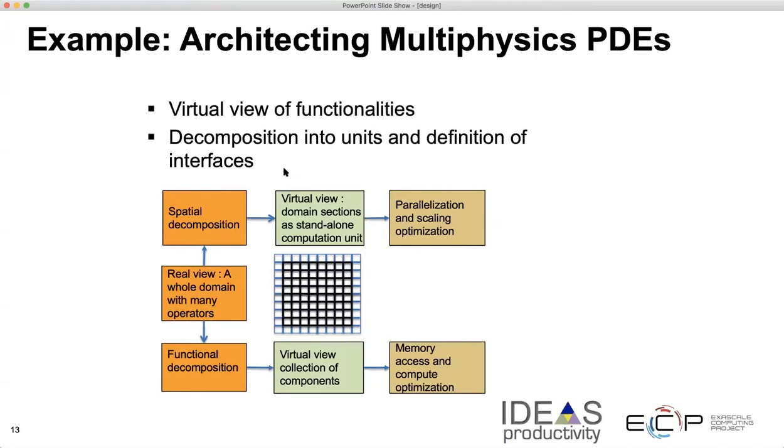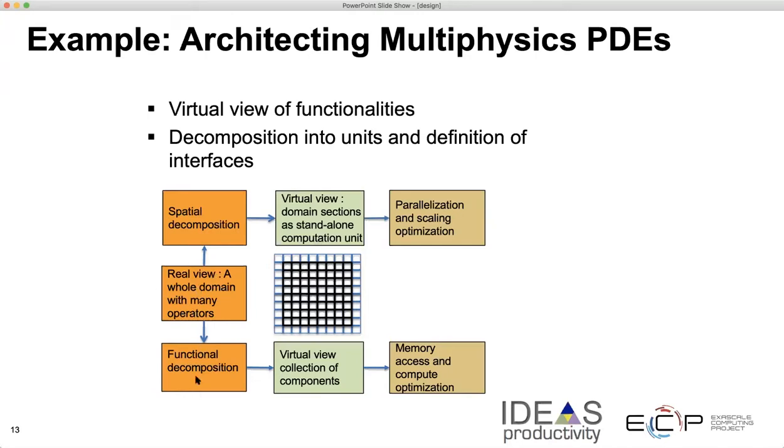And so this is the basic abstraction we work with. And what we have is a real view, and then we generate two virtual views for it. So the real view is that you have a whole domain with many operators. And we are assuming that we are able to do the time integration with operator splitting. So that's the view, that whole domain with many operators. There is the spatial decomposition. So the virtual view becomes domain sections as a standalone computation unit.